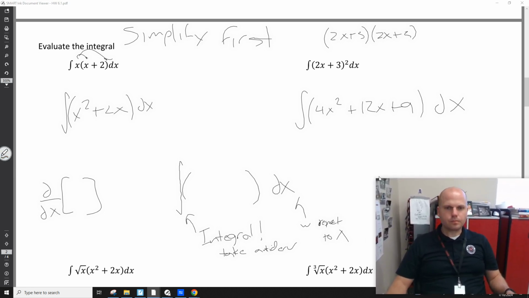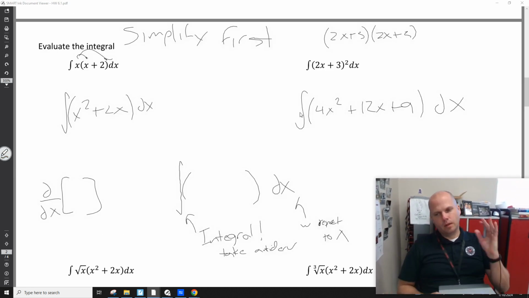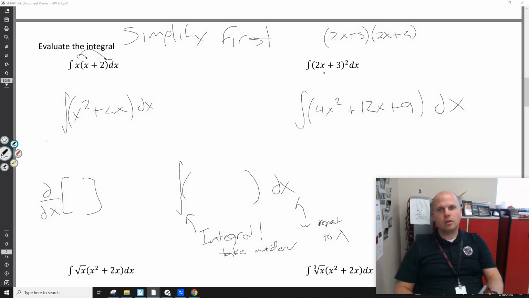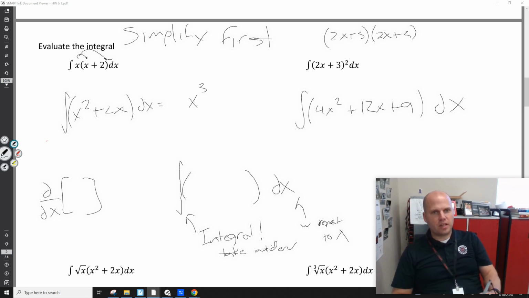Disappeared. Okay, so simplify first, but don't forget, after you simplify, you still have to take the antiderivative. We distributed, but now we have to take the antiderivative. I should do this in the correct order. Add 1, then divide or multiply by the reciprocal. Leave the constant, add 1, multiply by the reciprocal or divide. Don't forget your plus c, or else you're going to get things wrong in the future.